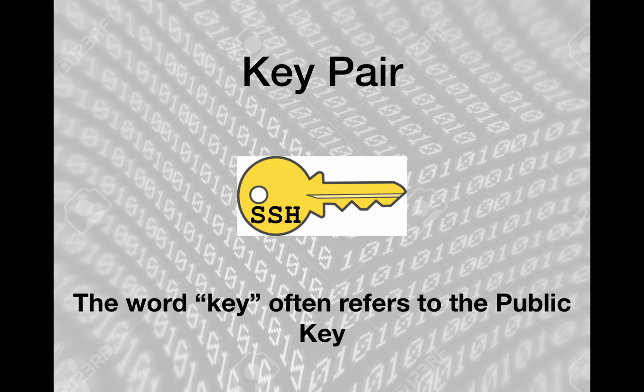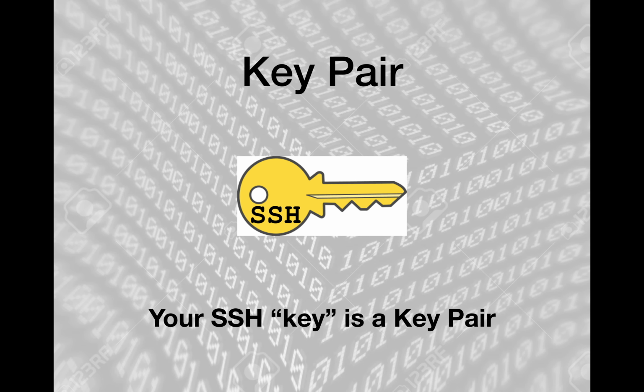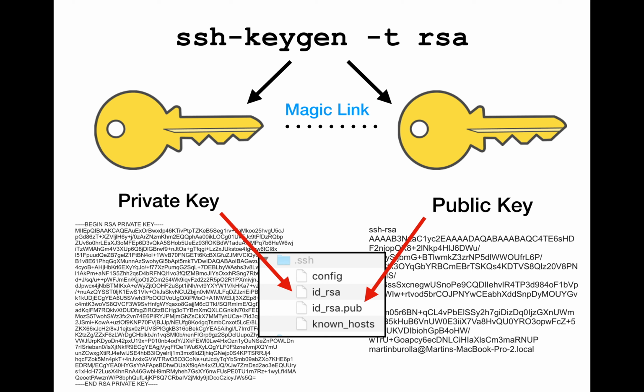So sometimes you'll see the word key in this context, and whenever you see just the word key, it probably more often than not refers to the public key. And it's important, like I said, to realize that this key you should really think of it as a key pair. So to create a key pair, you can execute ssh-keygen. And when you execute ssh-keygen on your box, you will get a private key and a public key. And on the left, you can see an example of the private key. That is a real private key. That's what it looks like. And on the right is a public key.